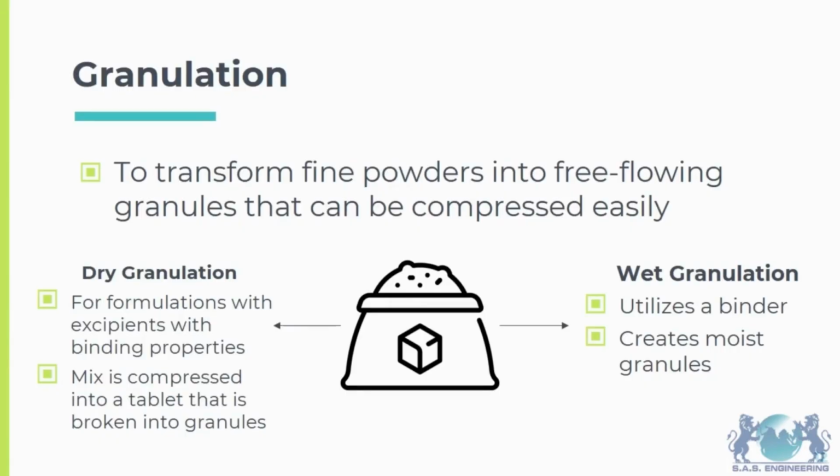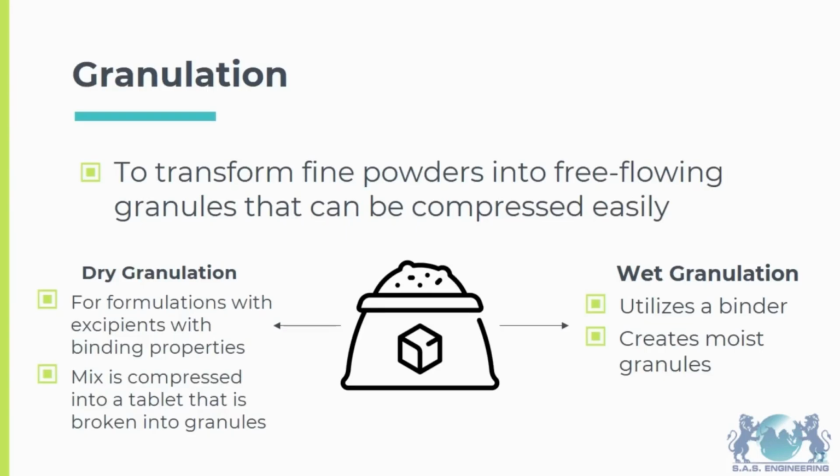Then we come up to granulation. There are actually two ways that granules are formed. That's the dry granulation process or the wet granulation process. Granulation is done in order to transform your fine powders into granules because granules can be compressed much more easily.